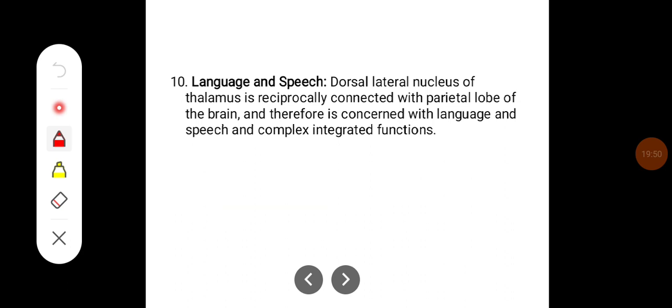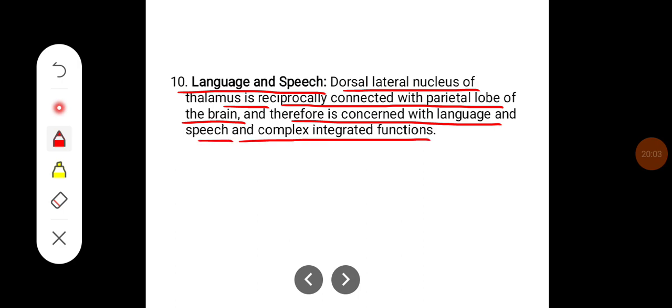It is also important for language and speech. Dorsal lateral nucleus of the thalamus is reciprocally connected with the parietal lobe of the brain and therefore is concerned with language and speech and complex integrated functions.